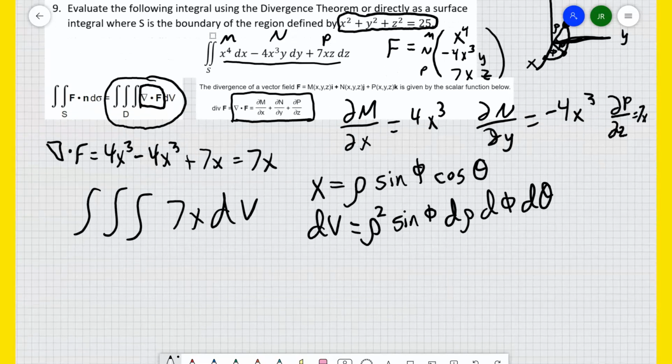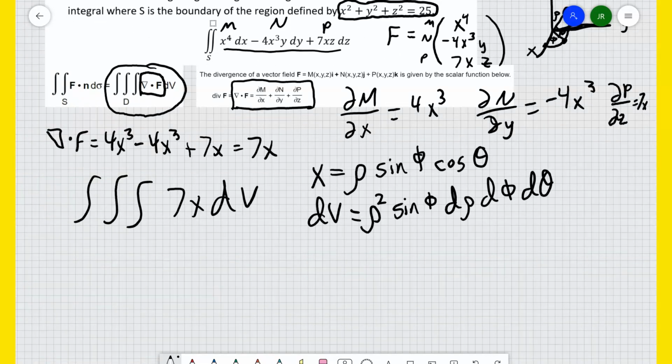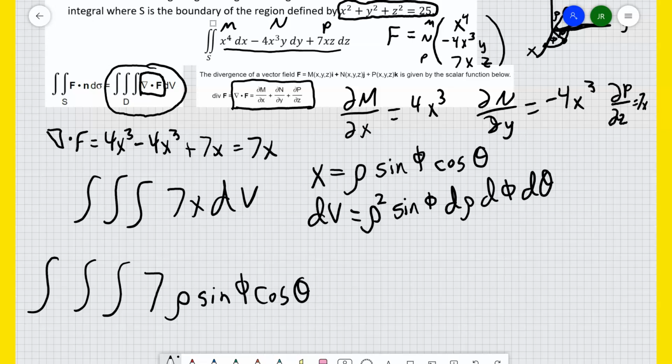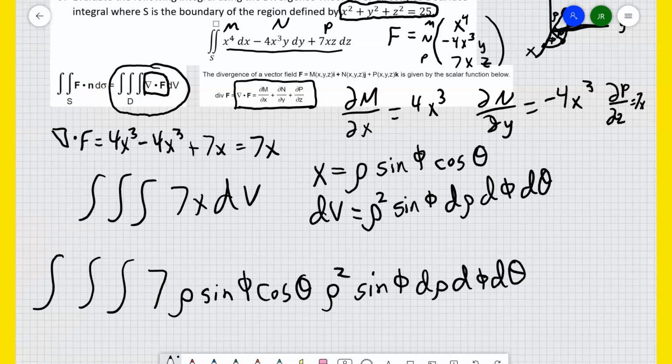So now this is going to be the triple integral of 7 times x, where x is now replaced with rho sine phi cosine theta, dV, where dV is replaced with rho squared sine phi d rho d phi d theta. All right, that's a pretty grand expression right there.